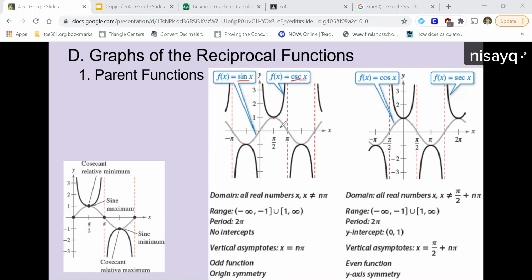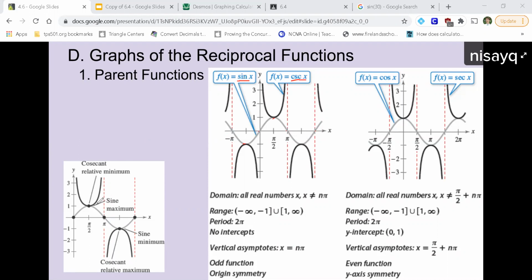Because cosecant is just the reciprocal of sine. So if you think I have 1 and I flip it over, 1 over 1 is still 1. If I'm at -1 and I flip it over a fraction, 1 over -1 is still -1. But if you're at 0 and you flip that over, that becomes 1 over 0, and you can't divide by 0, so that becomes an asymptote.